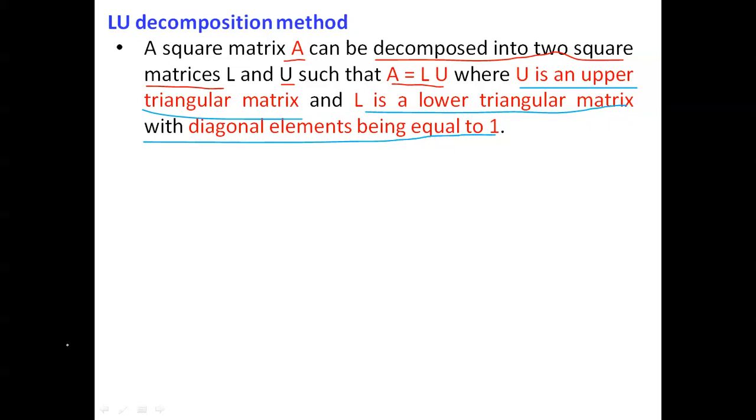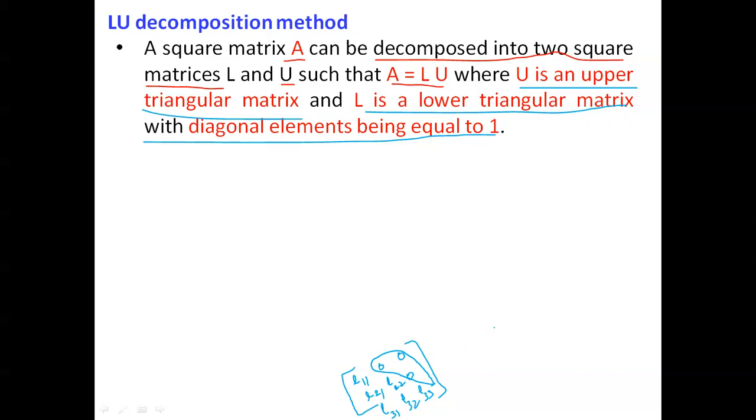Actually, what is the lower triangular matrix? The lower triangular matrix can be written here: L11, 0, 0; L21, L22, 0; L31, L32, L33. So the elements above the diagonal are 0. That is called a lower triangular matrix.